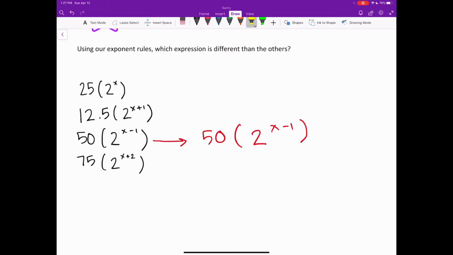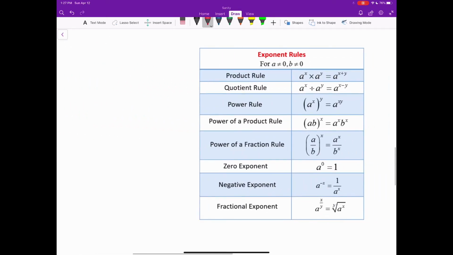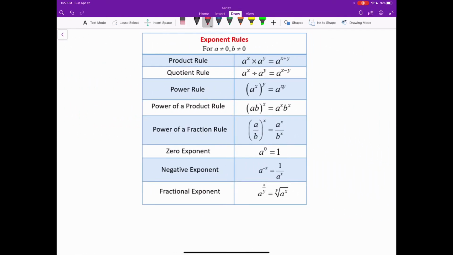So I notice up in my exponent, I have subtraction as an operation. So I'm going to go visit my exponent rules and see what does it mean when I have subtraction in my exponent. Let's see. Here we go. Subtraction in my exponent right here with the quotient rule. It says that if I have some a to the power of x minus y, that means that what I'm doing is I am dividing the same power of a. So I'm taking a to the power of x divided by a to the power of y.